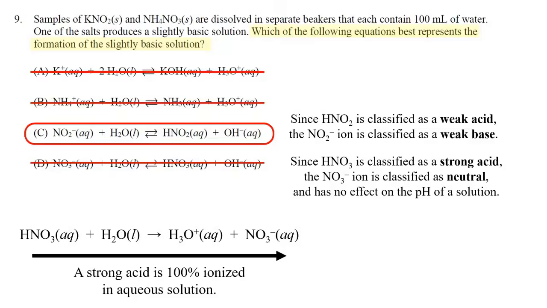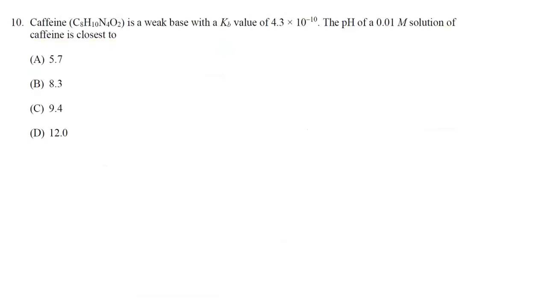Now, let's take a look at question 10. Question 10 says the following. Caffeine, which has the chemical formula C8H10N4O2, is a weak base with a Kb value of 4.3 times 10 to the negative 10. And the pH of a 0.01 molar solution of caffeine is closest to, and then we can see 4 numerical choices.